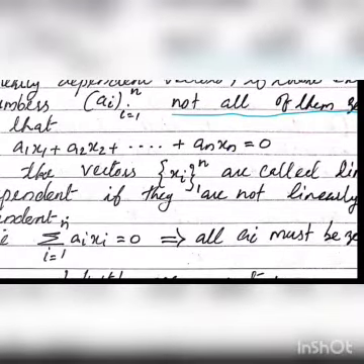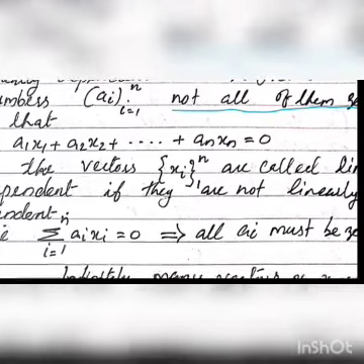Thus the vectors xi, where i runs from 1 to n, are called linearly independent if they are not linearly dependent. That is, sigma i equal to 1 to n ai xi equal to 0 implies all ai must be equal to 0. Now, infinitely many vectors.